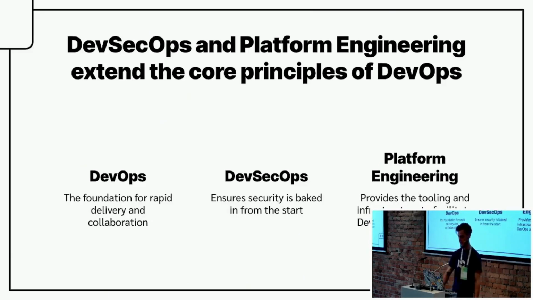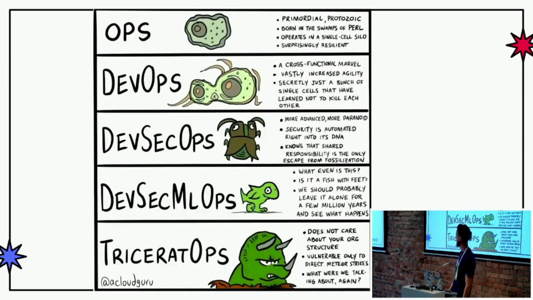So we have DevOps, DevSecOps, and platform engineering, and it all belongs together. They're not separate, different parts. One inherits the other, and it's a support for all of the different niches. And eventually we will probably reach Triceratops. I mean, we have DevSecMLOps, but Triceratops is the better one.